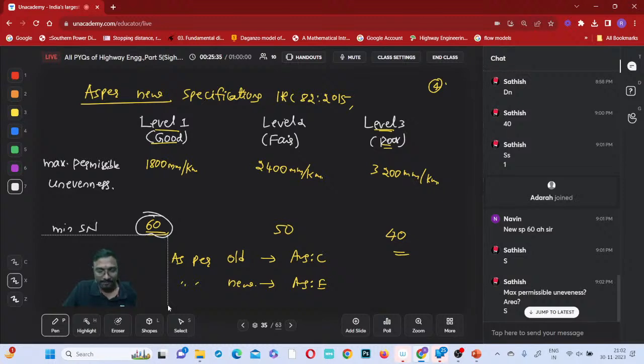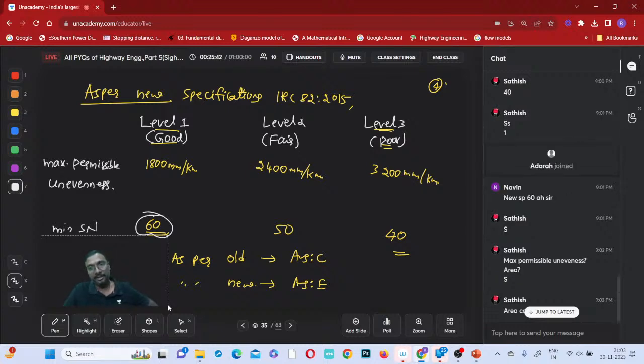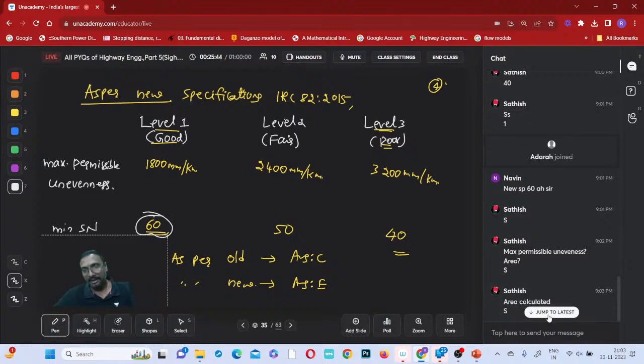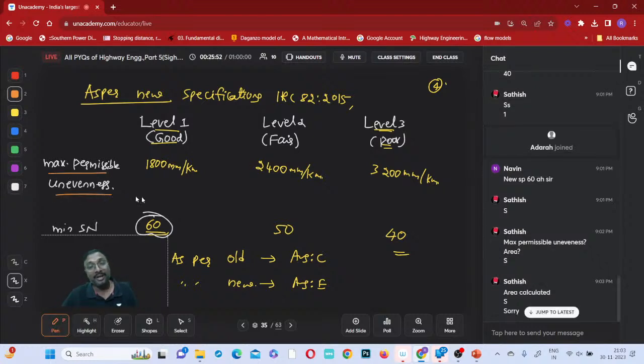That's what. Bump integrator we are using or roughometer we are using. Do you remember all this? Pavement unevenness or pavement roughness. It is not area. Where is that area? Why are you talking about area? Maximum permissible unevenness, cumulative rise and fall per unit length, this is 1800 millimeter per kilometer length, 2400 millimeter per kilometer length, 3200 millimeter per kilometer length. That is unevenness, rise and fall. You have to be careful.